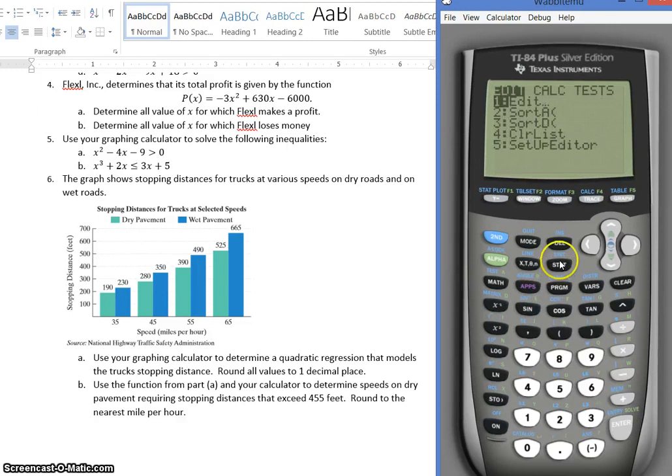So we're going to go to Stat, Calculate. Before we always used linear regression. Now today we're just going to use quadratic regression. Okay, and it says round everything to 1 decimal place.